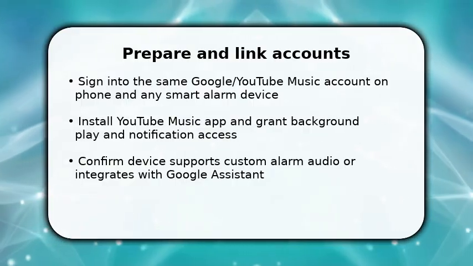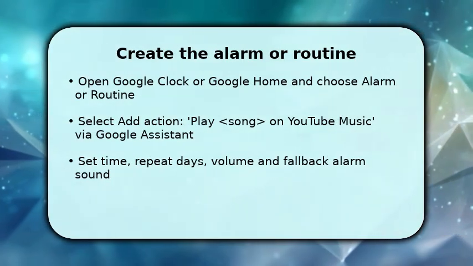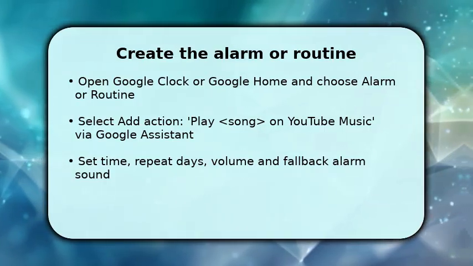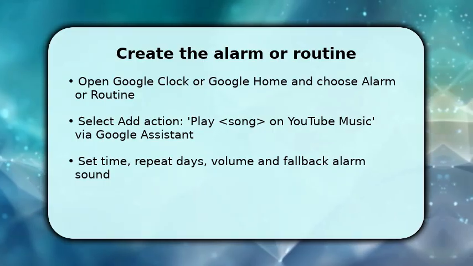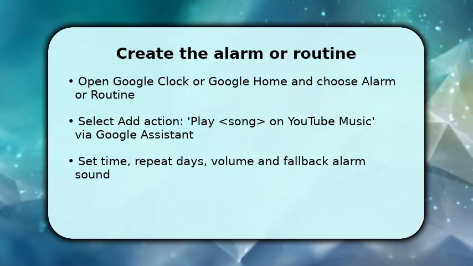Now that accounts and permissions are ready, move to creating. You now build the actionable alarm. Open Google Clock or the Google Home app and choose to create an alarm or a routine for a time. Use the Assistant Action field and say, "Play song name on YouTube Music." This directs the assistant to stream your track.